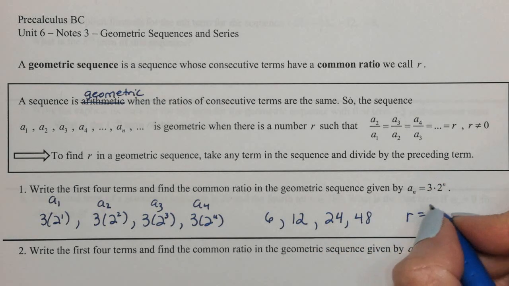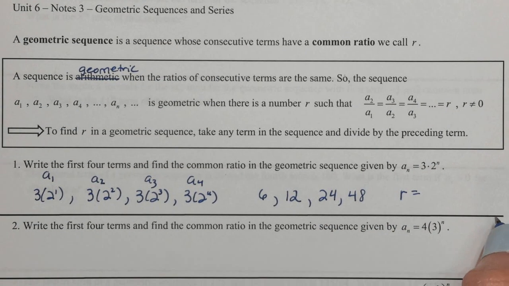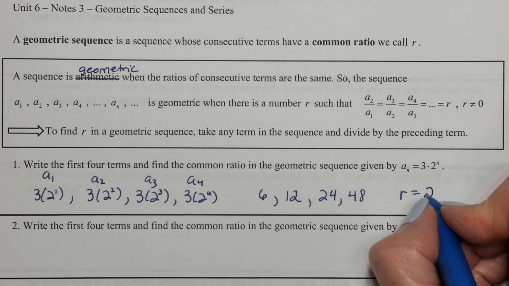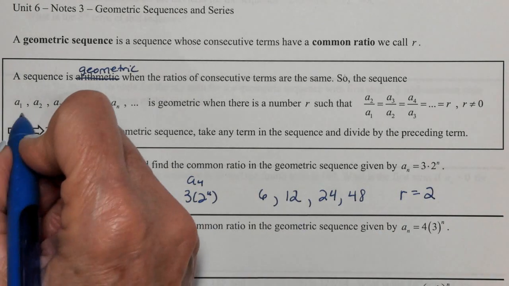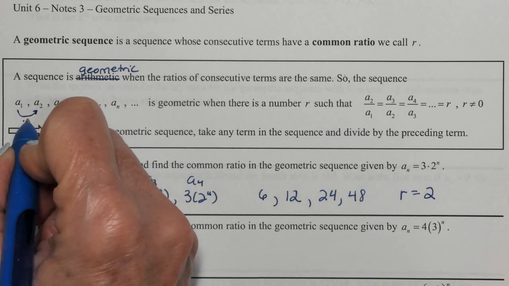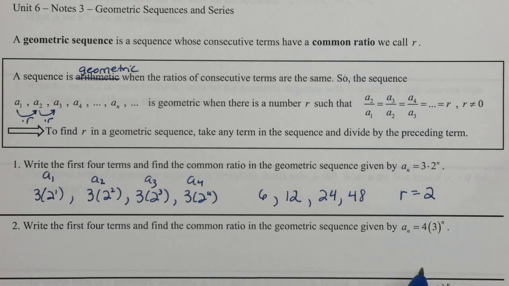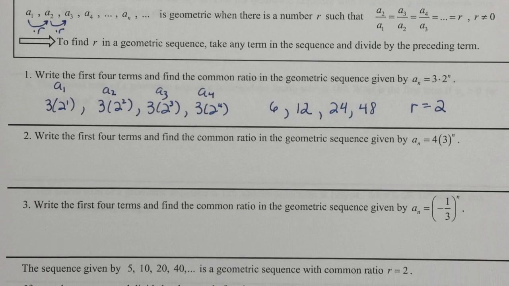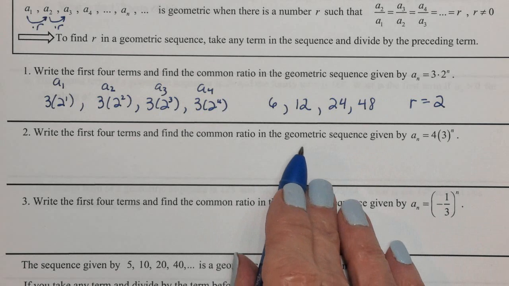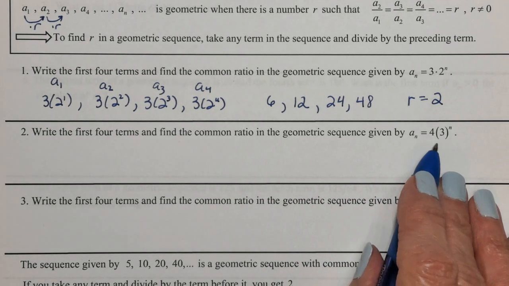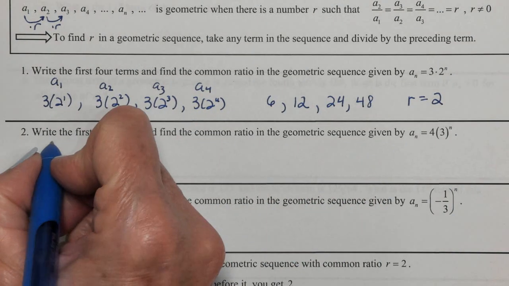R here, what are you multiplying by each time? You're multiplying by 2. To get to any term, you multiply by r. Okay? Number 2, write the first four terms and find the common ratio of the geometric sequence given by this one. So we'll do this the same way.